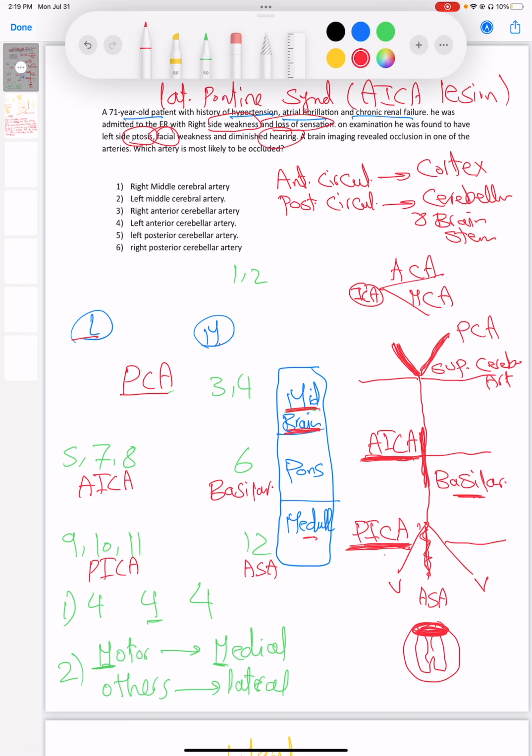Okay, so is it right middle cerebral artery? No. Is it left middle cerebral artery? No. It is right anterior cerebral artery, maybe. Left anterior cerebral artery, maybe. Left posterior cerebellar? No.